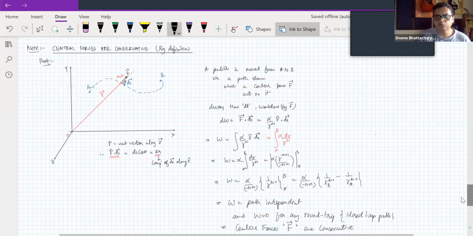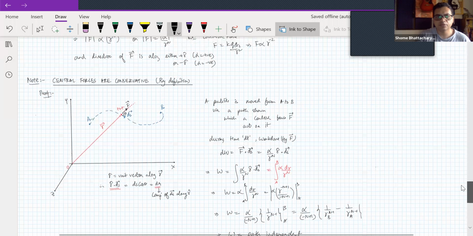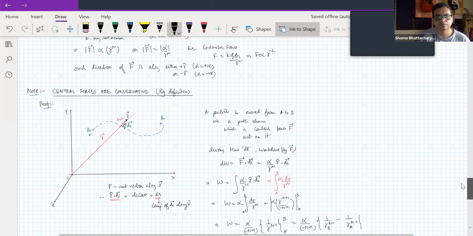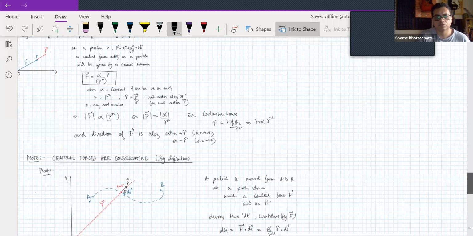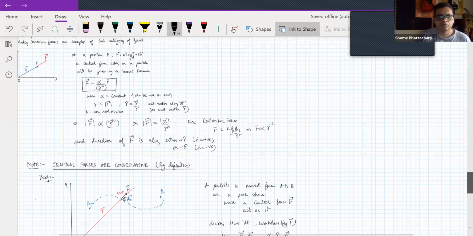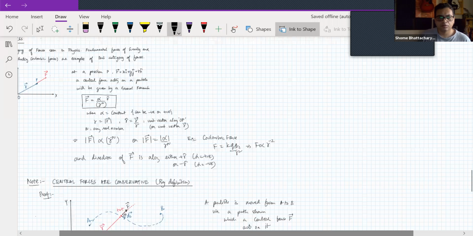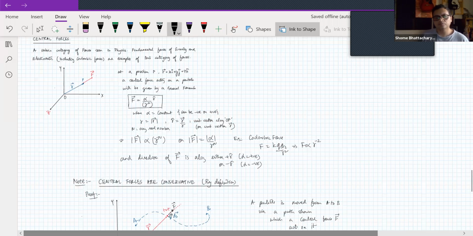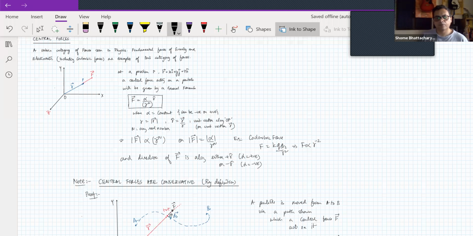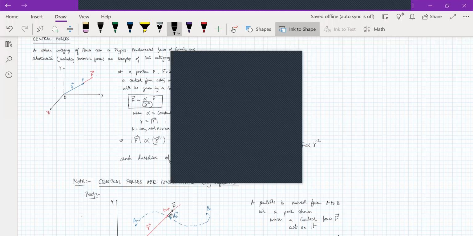So I'll just take you for a moment to the previous slide. Some people had to write down this part. Yeah, formula of central forces, Javel, that's correct.